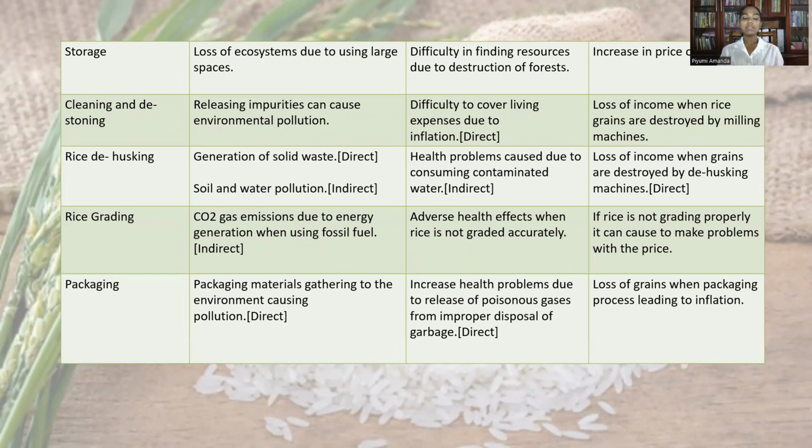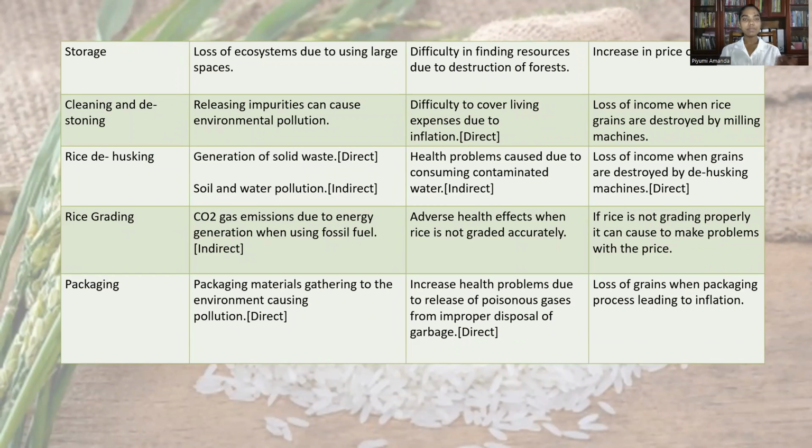Rice dehusking. In the rice dehusking step, as environmental consequences, we can get generation of solid waste and soil and water pollution. Health problems caused by consuming contaminated water can be taken as social consequences. Loss of income when grains are destroyed by the skin machine can be taken as economic consequences.